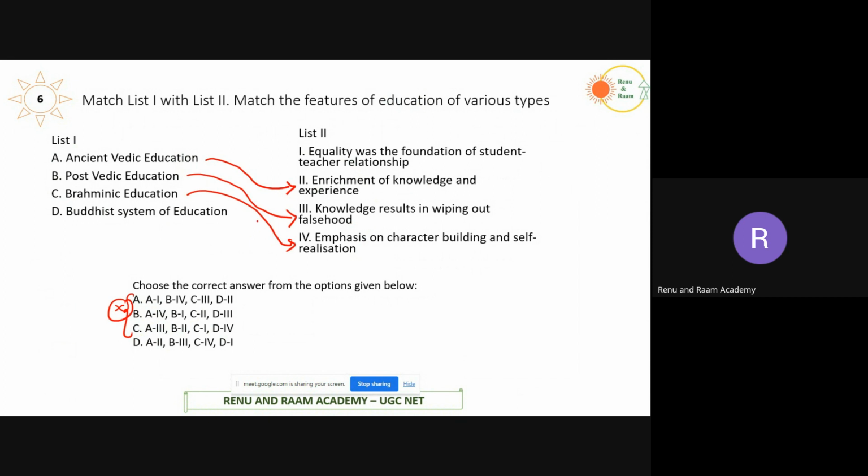Coming to the next one, the Buddhist system of education, which is very easy to understand. Buddha said that everyone is equal. There are no caste differences, and no difference between men and women. Everyone is treated equal, and the Buddhist system of education also treats equality. Equality was the foundation of the Buddhist system of education. Even if you don't understand the other three, just understand that Buddha is a torchbearer for equality. Then you will automatically have the answer, which is D.